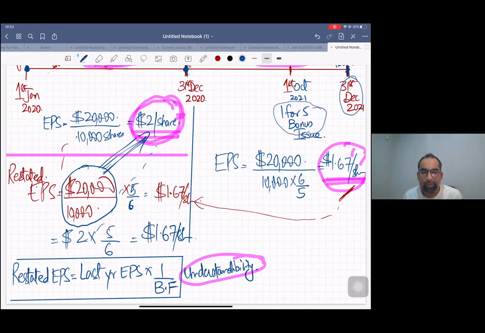From now onwards, I'm giving you a ready-made formula for restated EPS. What is this? Last year EPS multiplied by 1/BF. 1/BF means the reciprocal of the bonus fraction. That's it. In future questions, you will only be able to use this formula, because last year data won't be given to you. So you have to do it like this: last year EPS into 1/bonus fraction.